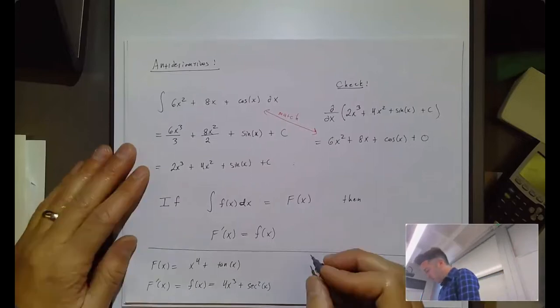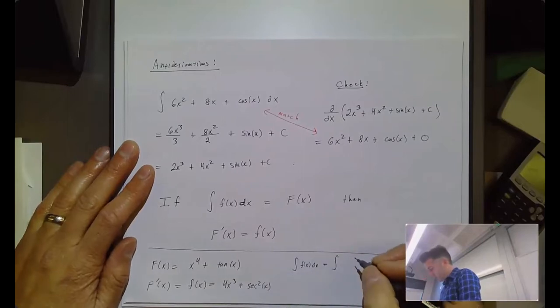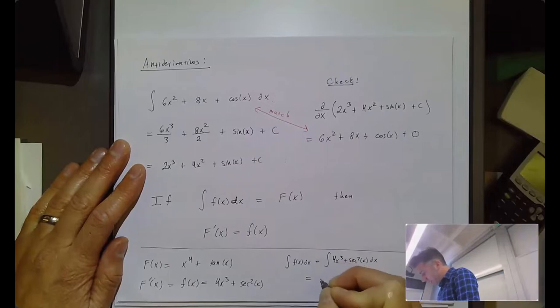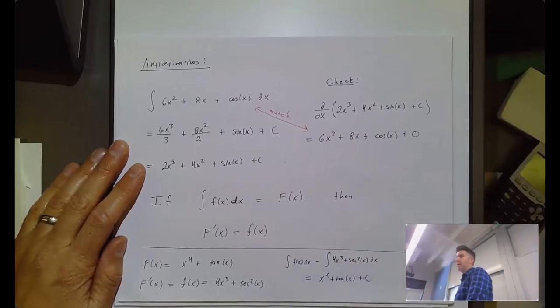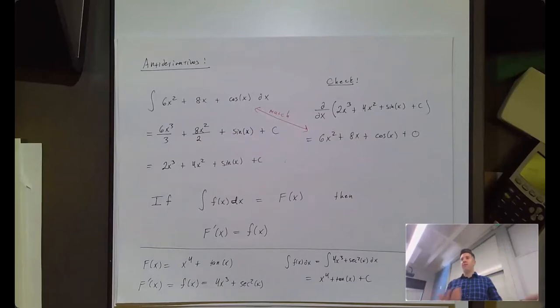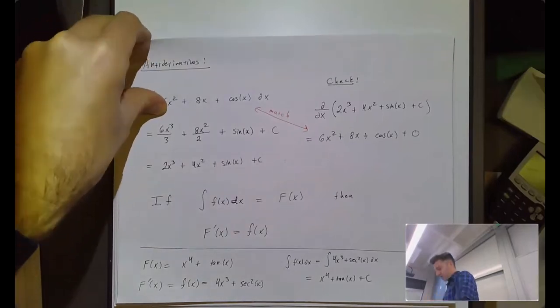So the antiderivative of little f of x, which is 4x cubed plus secant squared of x, is technically going to be x to the fourth plus tangent of x plus a constant. So it's not exactly the same, but it's the same, right? It's not a big enough difference to say they're different. Okay, so let's go in here.